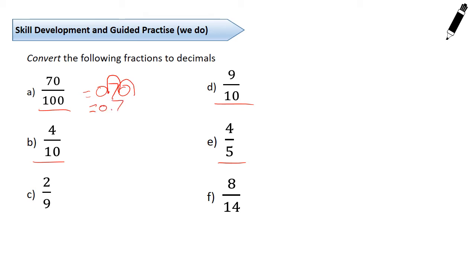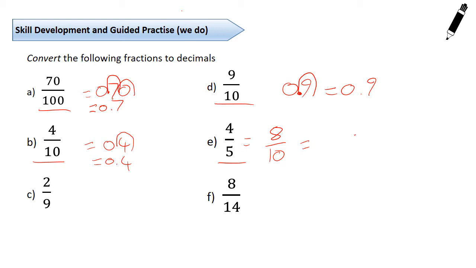This next one down here, 10, it's got 1 0 in it, so we're going to jump 1 to the left, 0.4. This one here, got 1 0 in it, jump 1 to the left, bang, 0.9. This next one's not out of a multiple of 10, so we have to multiply the top and the bottom by 2. And now we've got a 10 on the bottom, which is 1 0, so 1 to the left, 0.8.